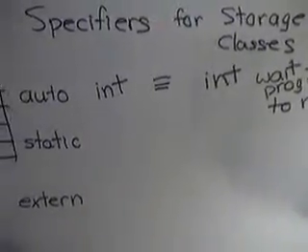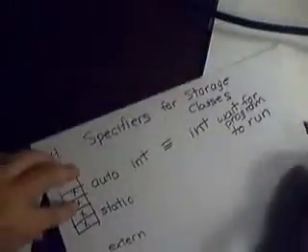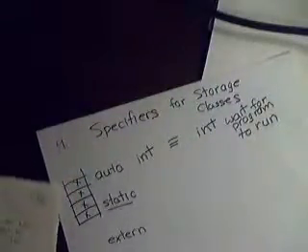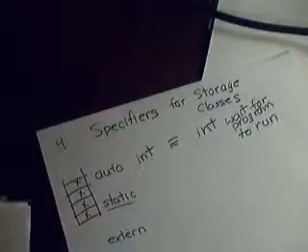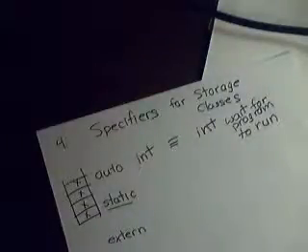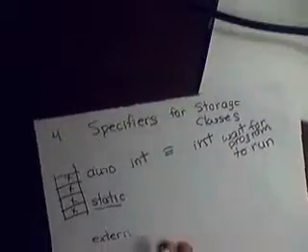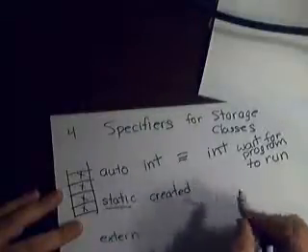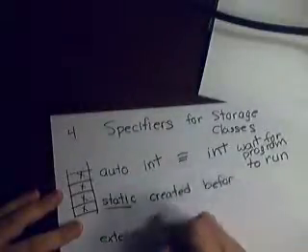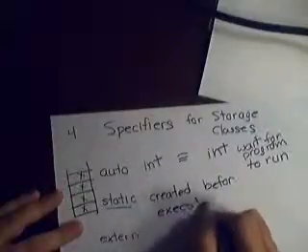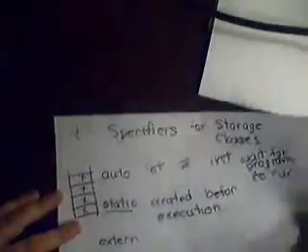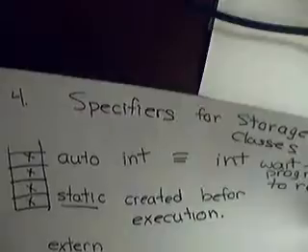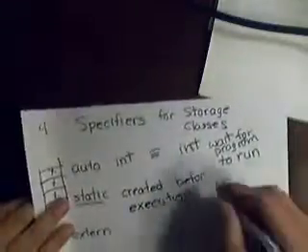Anyways, so what about static? Static is used to create data objects before execution begins. If you see, static is kind of the opposite of auto. With auto, you have to wait for the program to run. With static, it's before you start execution.